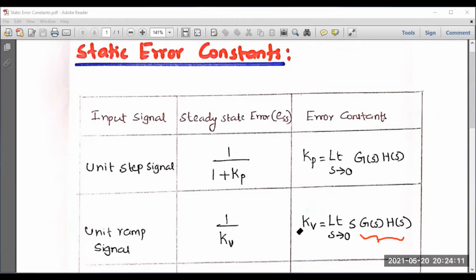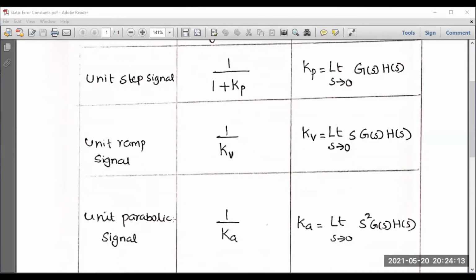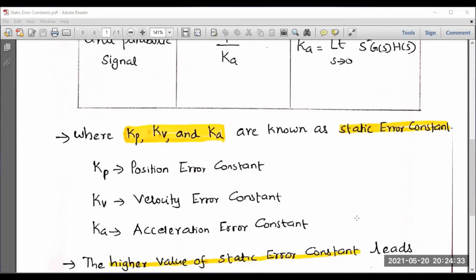Now I would like to discuss the third one. For a unit parabolic signal, the steady state error is equal to 1 by Ka, where Ka is known as the acceleration error constant. Ka is limit s tends to 0 of s square into G(s) into H(s). This is the formula for computing Ka. I hope you understood the different types of steady state error and static error constants. There is a correlation between the static error constant and the steady state error.